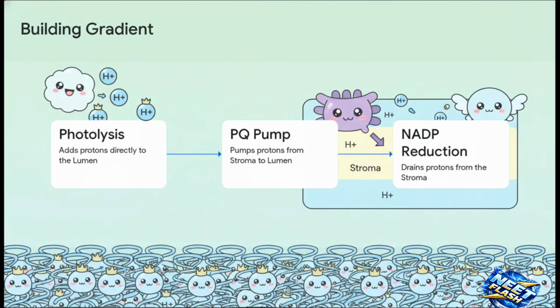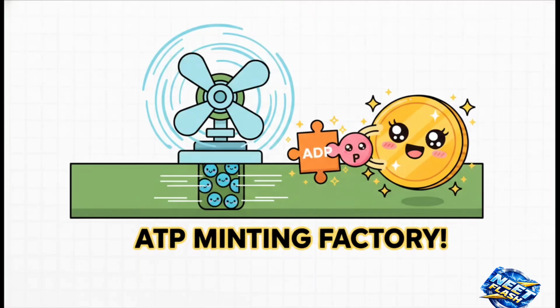The plant has essentially created a massive, tightly coiled spring of electrochemical energy. And here comes the release. Those protons desperately want to escape the highly concentrated lumen and flow back out into the stroma. But their only exit door is through the CF0 part of ATP synthase, which is an integral transmembrane protein.